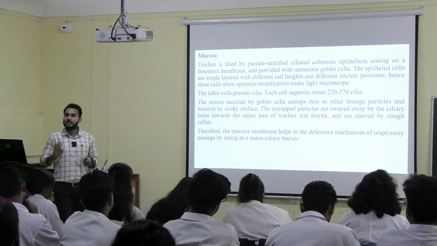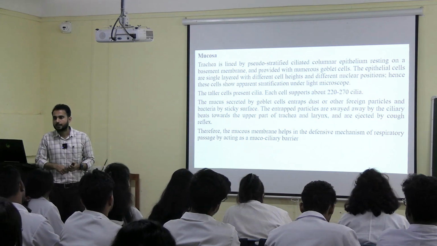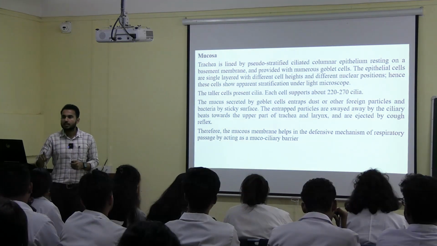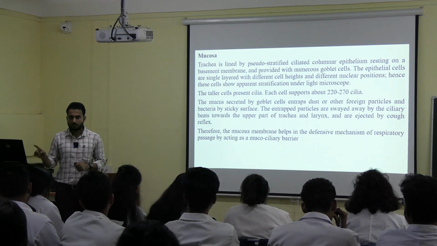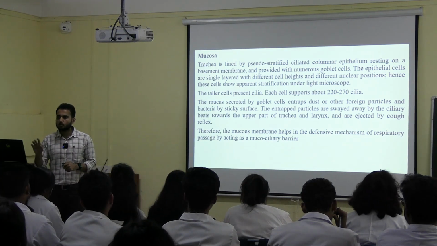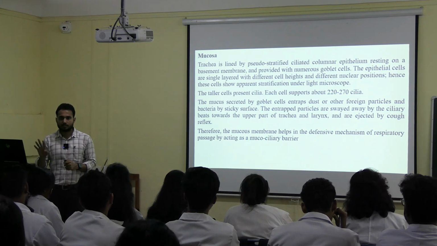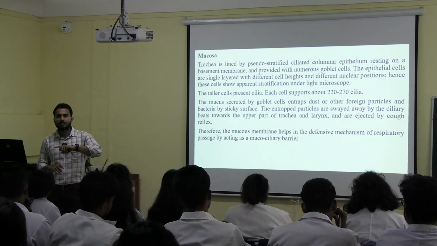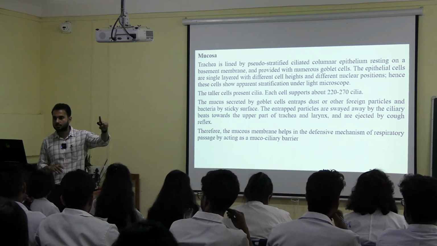Now the question is, why is cilia present? Why does cilia remain in the respiratory epithelium? See, the cilia which are present on the respiratory tract, mainly the respiratory epithelium, they are beating. The beating of the cilia is producing a wave, and it is in one direction towards the larynx.